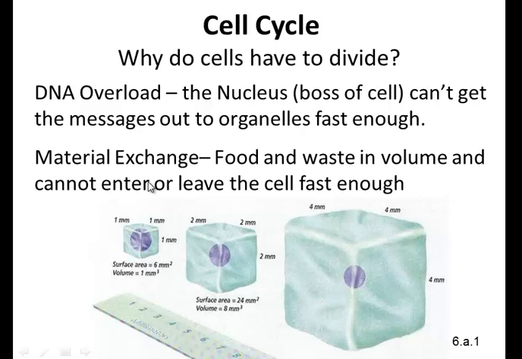The second reason is material exchange. Think of doors in the cell. The more doors we have per volume, the better. We have 6:1, which is much better than 24:8, so this is a much better cell size. So DNA overload: can't get messages out fast enough. Material exchange: can't get materials in and out of the cell fast enough.